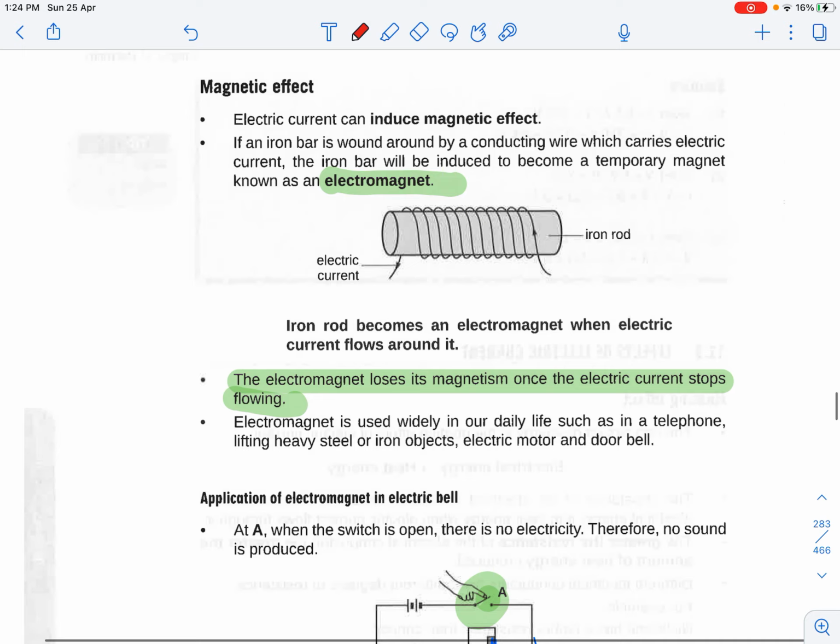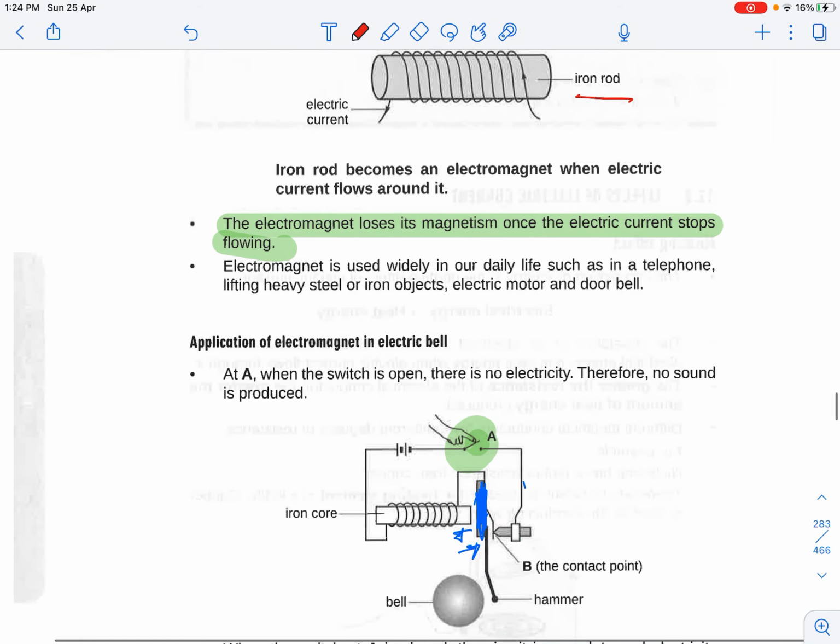For the magnetic effect, electrical current can induce a magnetic effect. Now what do we mean by induce? Induce means we create, artificially. So using electrical current, we wrap it around, let's say, an iron rod. When we turn on the electricity, we will be able to supercharge the iron rod so that it becomes an electromagnet. An electromagnet means a magnet that is created using electricity. However, when you stop the electrical current, this electromagnet will lose its magnetism, and therefore it will not be a magnet anymore.